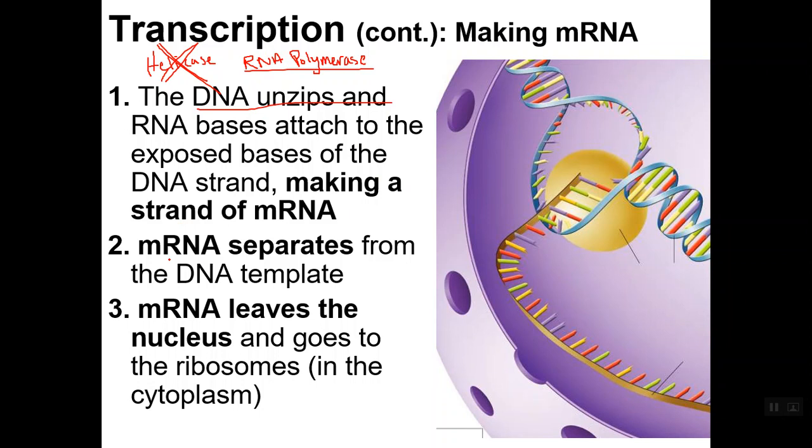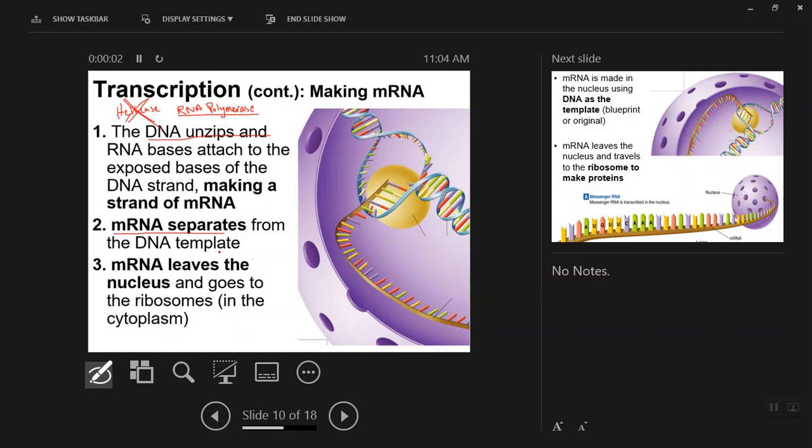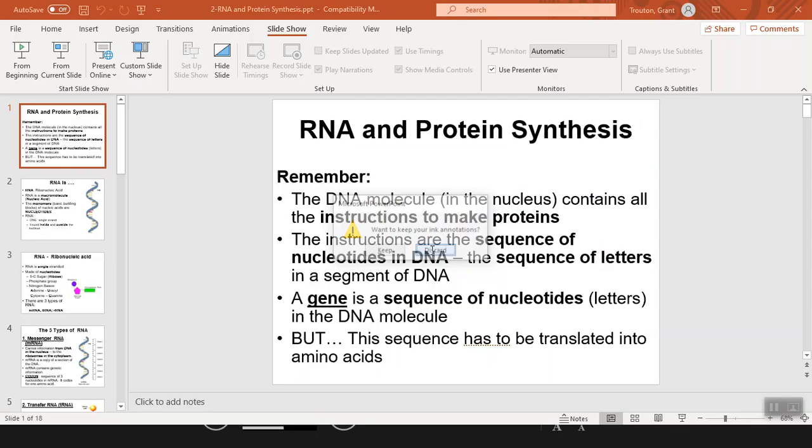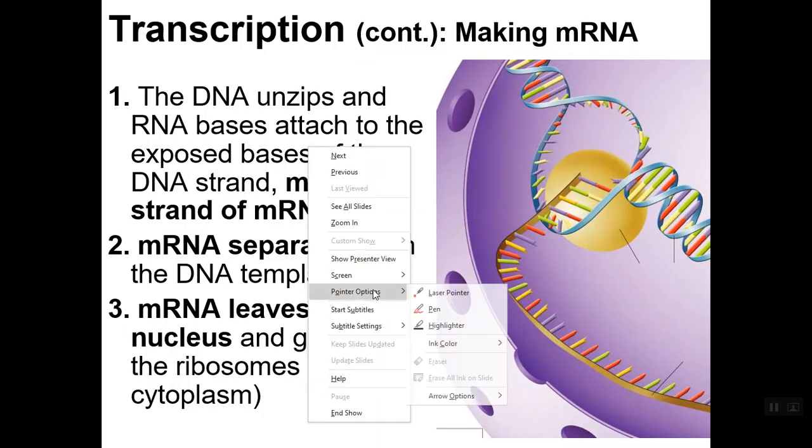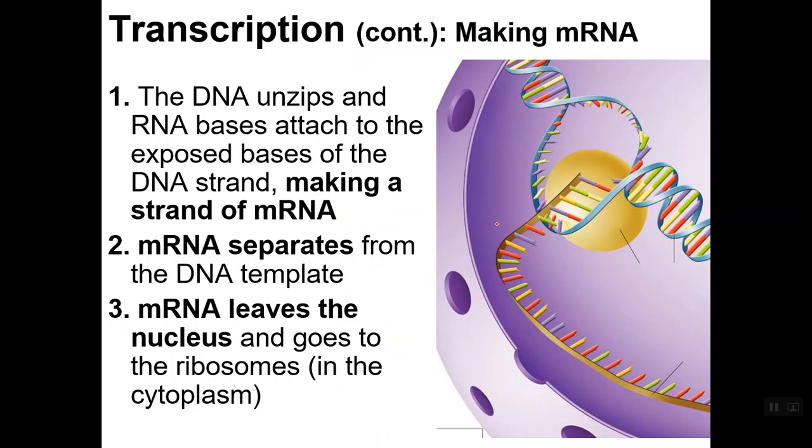Once that strand is made, the RNA separates from the original. Go to the current slide. RNA separates from the DNA, and it leaves through the nucleus. This big purple ball over here on the right is supposed to be the nucleus, and these holes in the nucleus are called nuclear pores. A pore is just a hole. So it exits through that pore into the cytoplasm and goes off to find a ribosome.